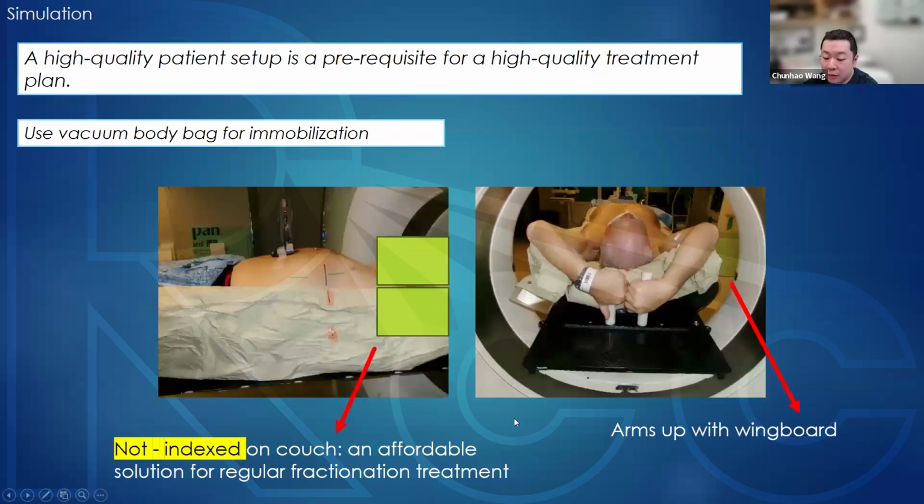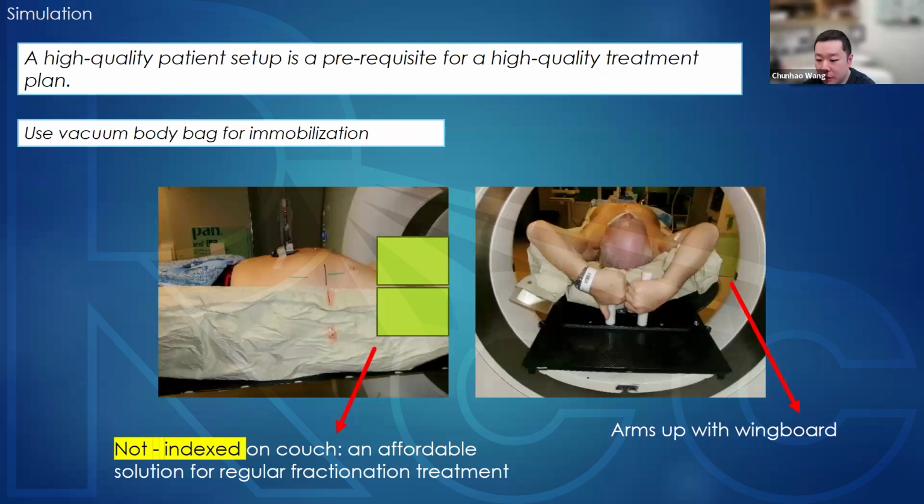Alternatively, we have another kind of vacuum body bag, which is not indexed on the couch. That means you just put the body bag on the couch, and the daily position, especially the longitudinal position, you're probably going to see a little bit more variation than the other one. Usually this kind of body bag is more affordable, and in our clinic, we usually use it for regular fractionation treatment, considering the patient cost.